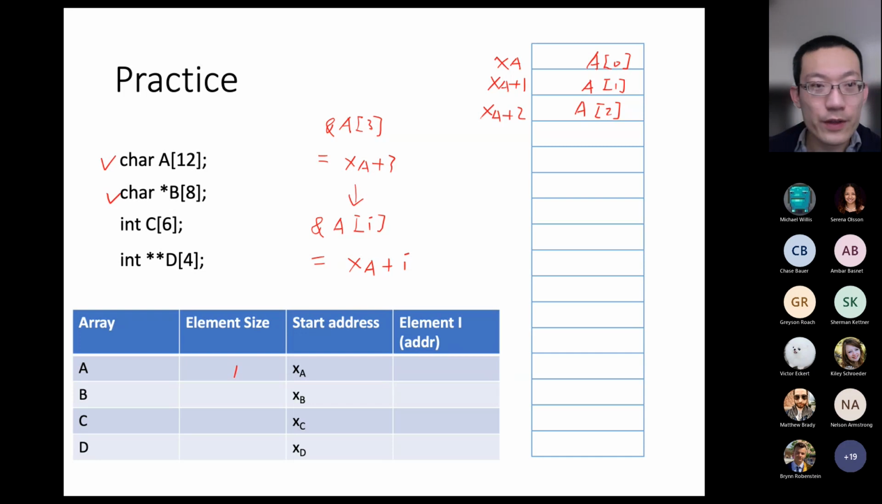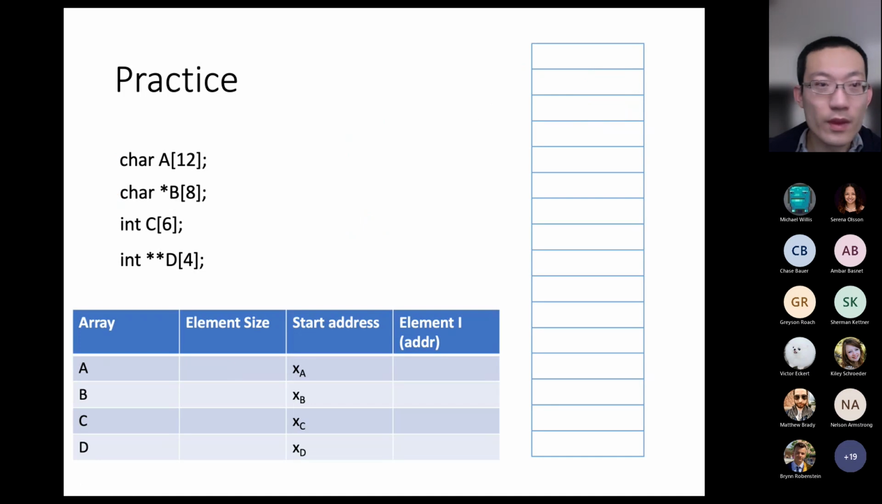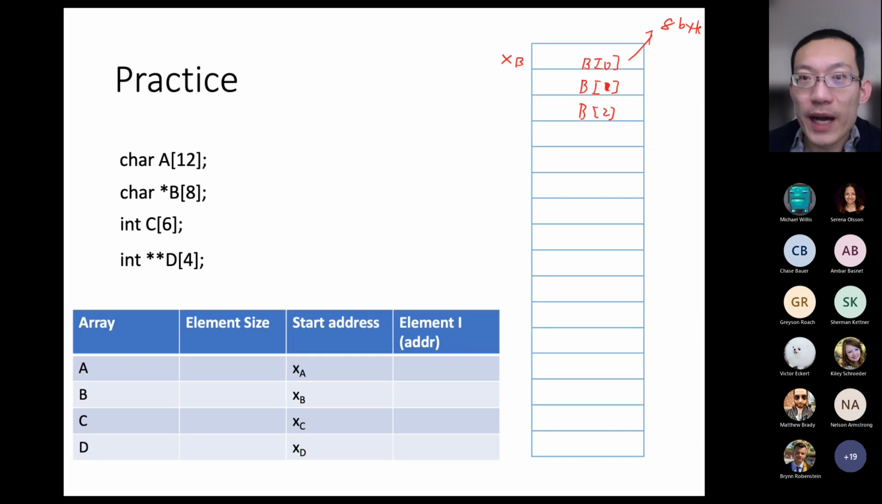Things are different here because each element is now 8 bytes. If we write the first element as B0, the second one B1, and then B2, each element, because it's a char pointer, is an address, so it is 8 bytes. We also have the starting address XB. Because each element is 8 bytes, if we want the address for B1, we no longer add 1, but add 8.